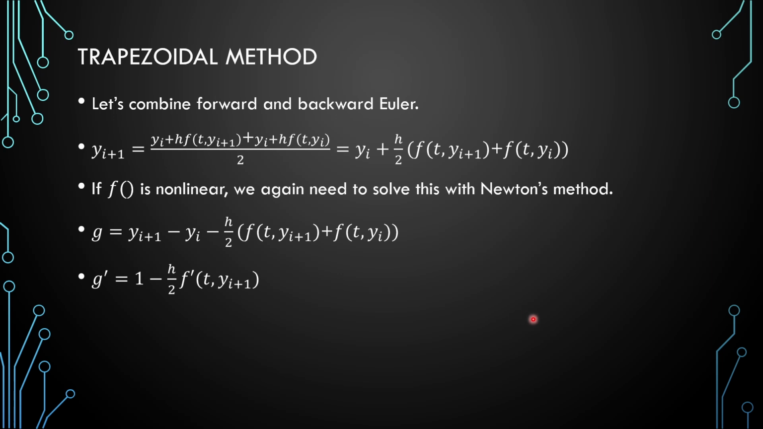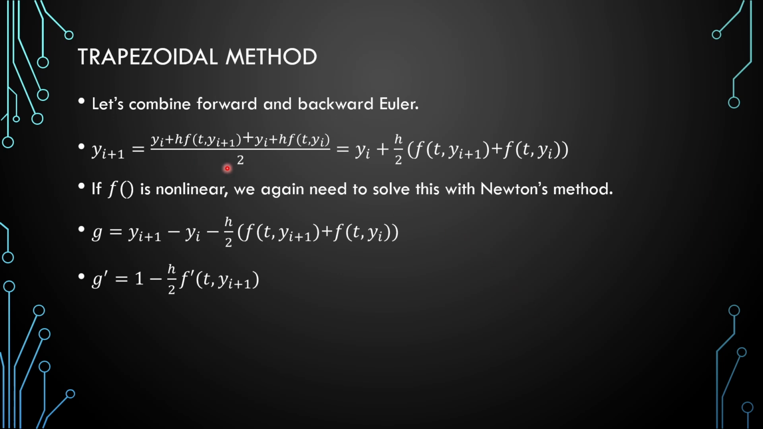Okay, now I'm going to introduce a new method, which is called the trapezoidal method. Usually the forward Euler will overestimate the solution, and the backward Euler will underestimate it. So people started to think: why don't we just take the average between forward and backward Euler so we can get a more accurate solution? This is where we come up with the trapezoidal method.